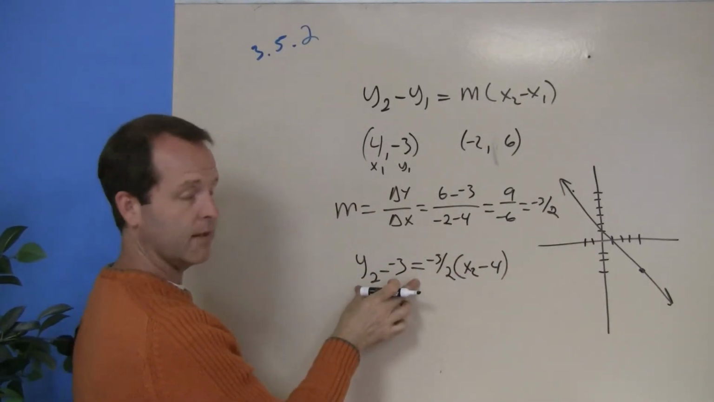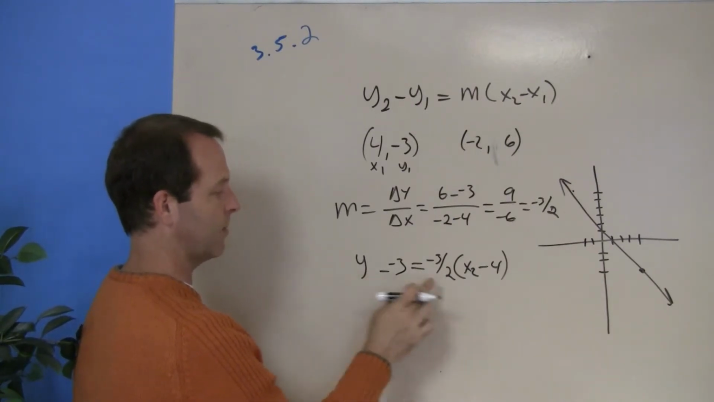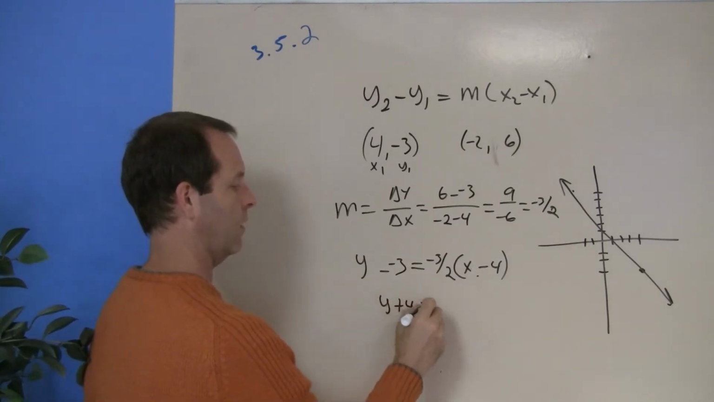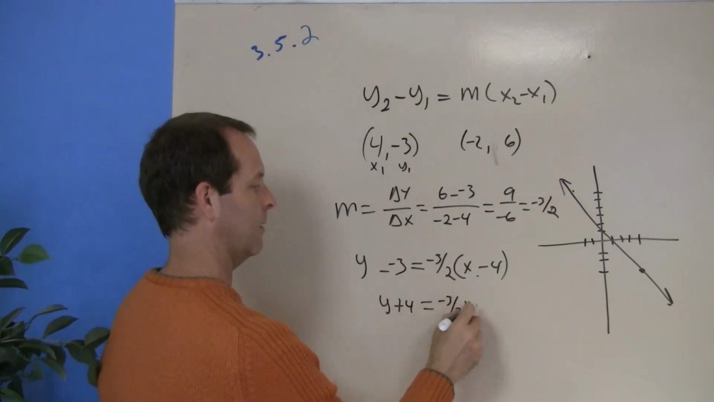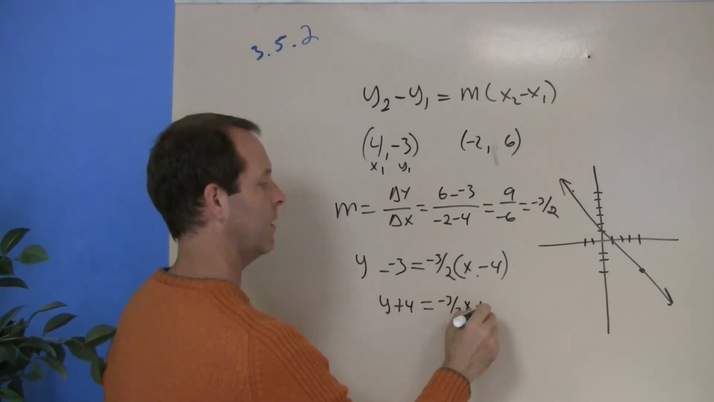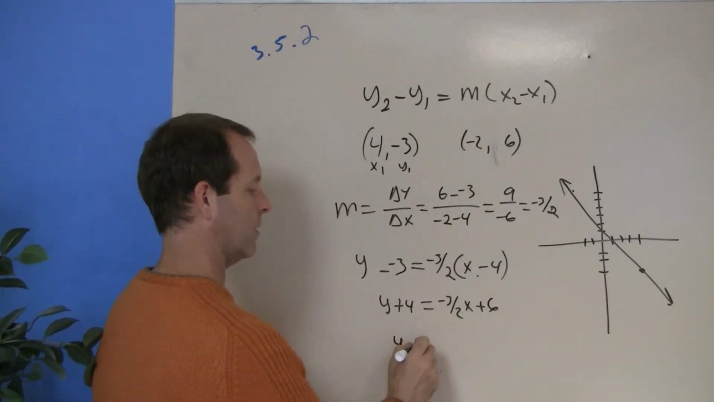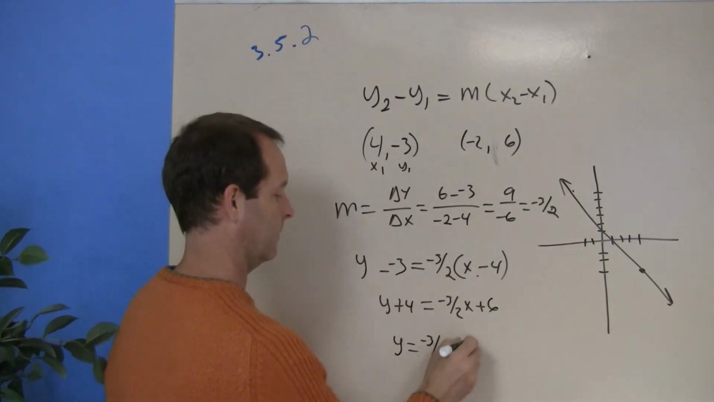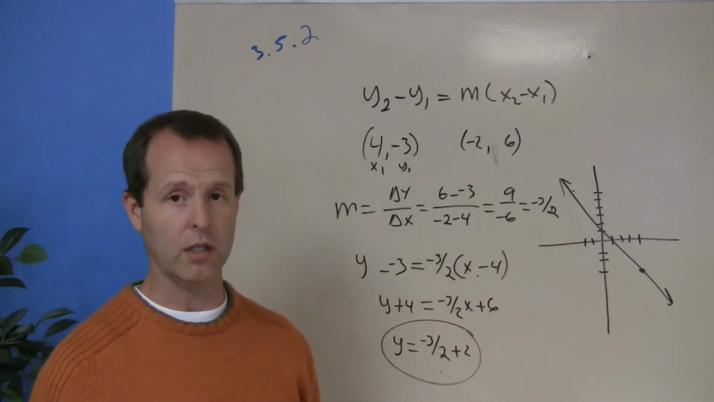And again, since there's only one set of x's in here, I can eliminate the subscripts. So I have y plus 4 equals negative 3/2 times (x minus 4). Negative 3/2 times negative 4 gives me a positive 6. Add 4 to both sides. y equals negative 3/2 x plus 2. And there's the equation of this line that I quickly sketched.